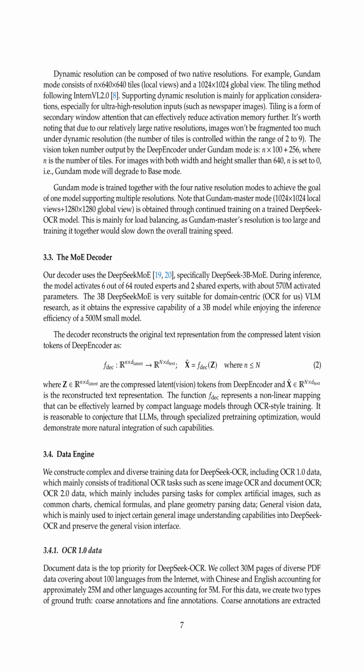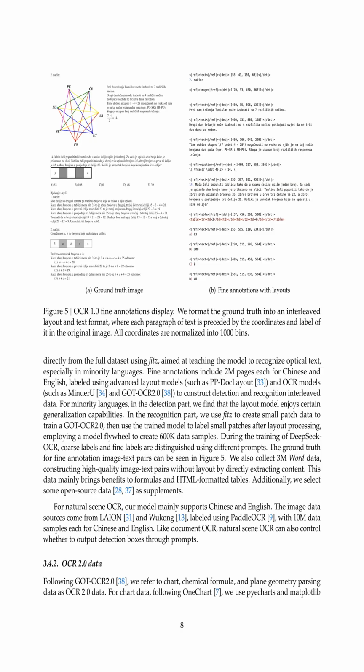Coarse annotations are extracted directly from the full dataset using fitz, aimed at teaching the model to recognize optical text, especially in minority languages. A. Ground truth image. B. Fine annotations with layouts. Figure 5. OCR 1.0 fine annotations display. We format the ground truth into an interleaved layout and text format, where each paragraph of text is preceded by the coordinates and label of it in the original image. All coordinates are normalized into 1000 bins.